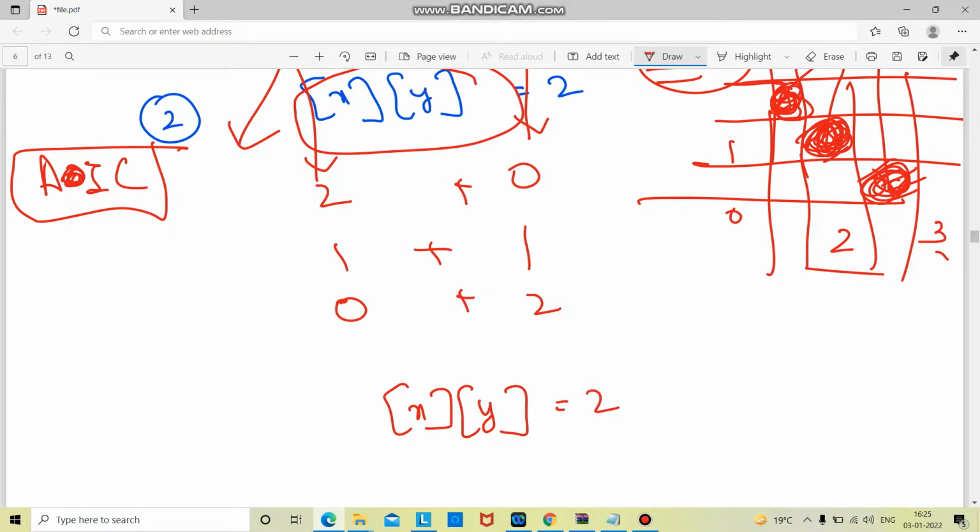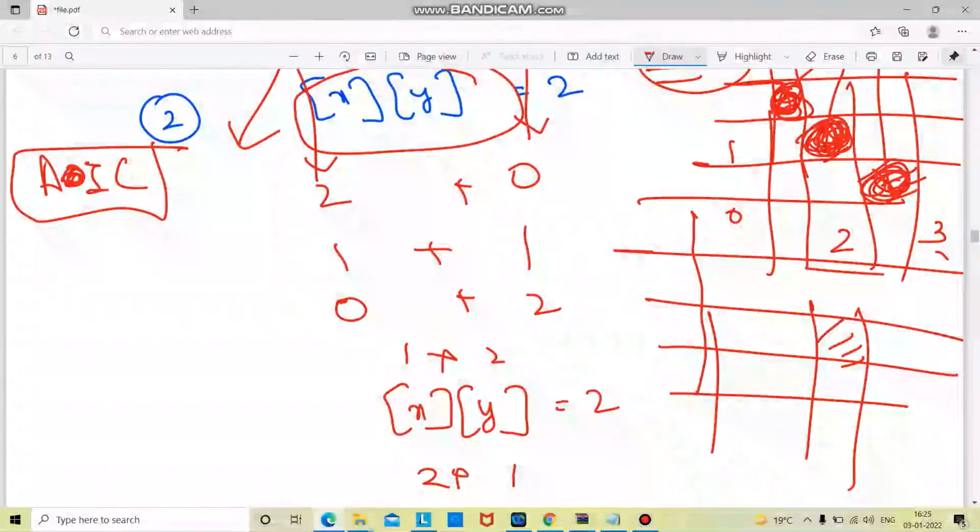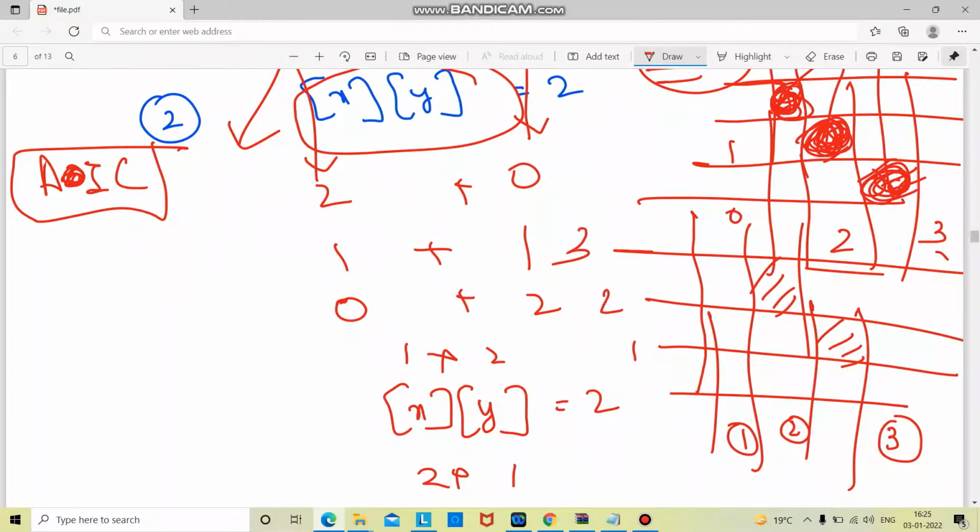Greatest x into greatest y is equal to 2. x greater than 0, y greater than 0 is given. So 1 into 2, 2 into 1. These are the two feasible cases. It will come something like this. This area, and then this is 1, this is 2, this is 3, and this area. This is 1, this is 2, this is 3. So these two areas for the second one.